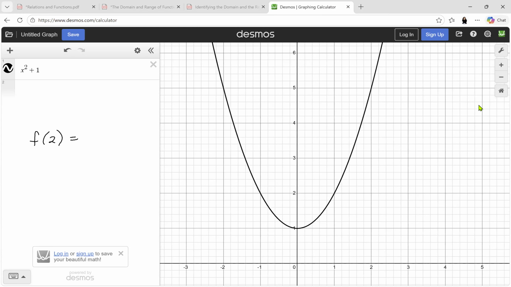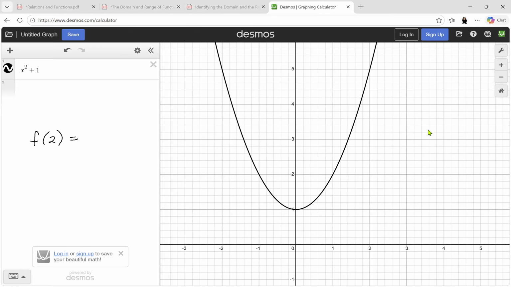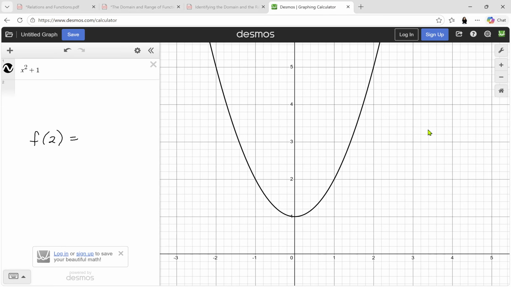Okay. Let me help you. This is your x-axis here, your horizontal axis, where you read it from. So x is 2 over here and y is 5. So what are the coordinates of that point? 2 and 5. Excellent. So f of 2 is equal to 5.